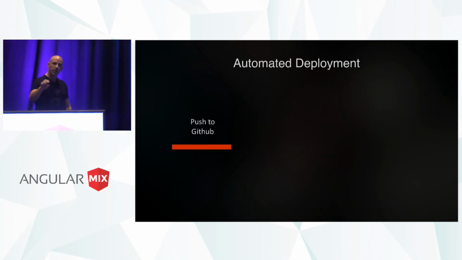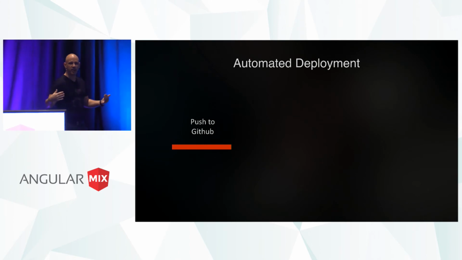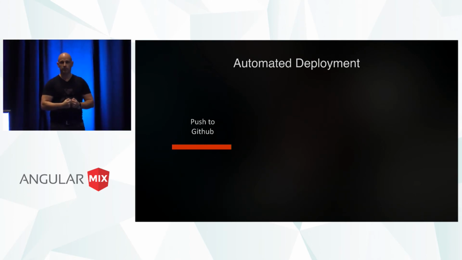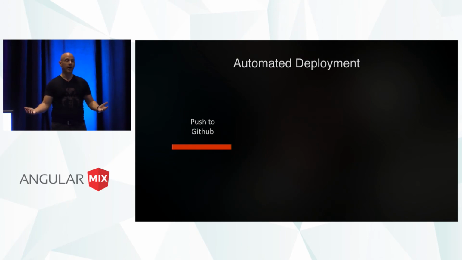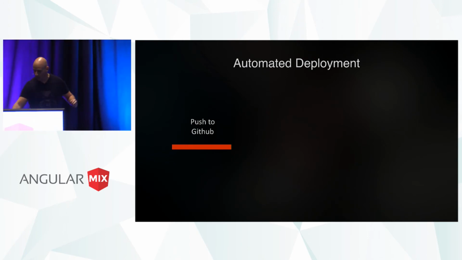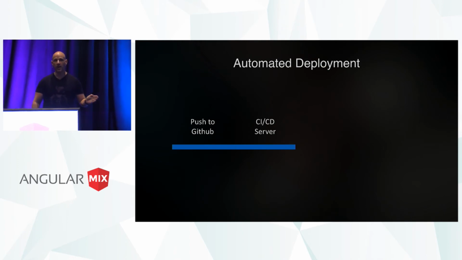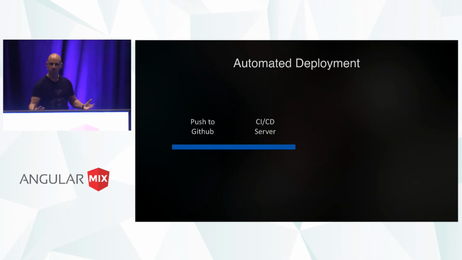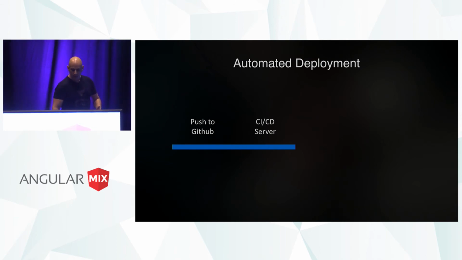In this case, I'm thinking through again, I always like to step back from the technology and think, what am I trying to accomplish? I want to write my code. That's assumed. When I'm done, I want to push it to GitHub. When I push to GitHub, I want to have a CI/CD server grab that code out of GitHub, probably with a Git hook, right? That's not so hard.